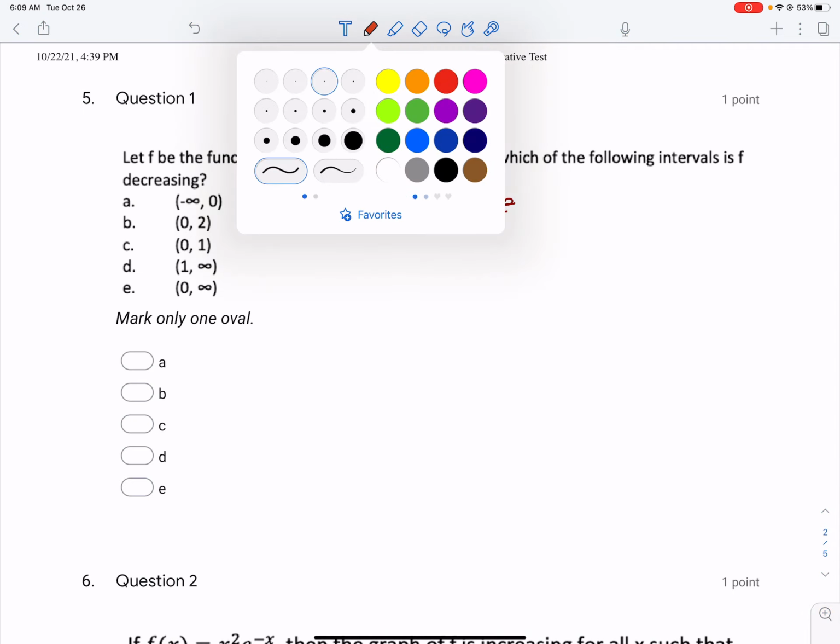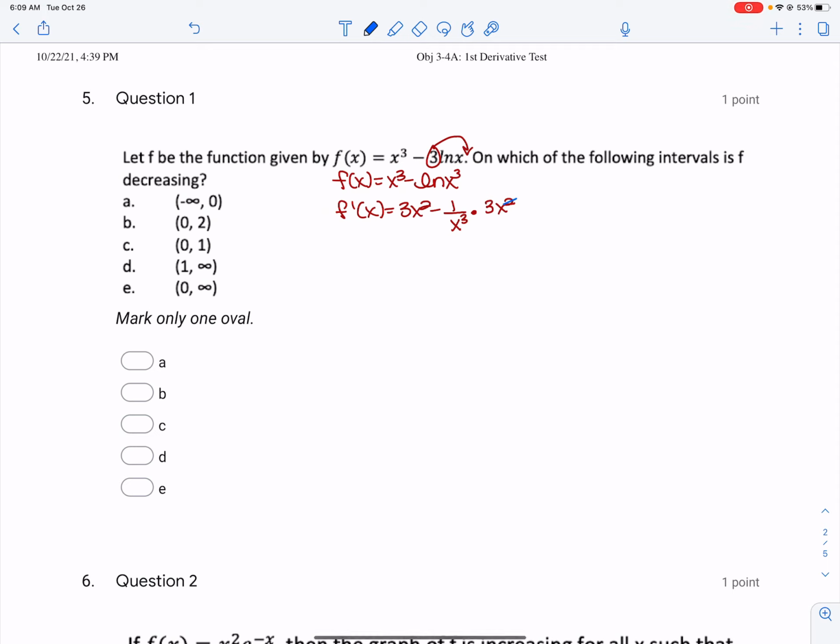So now what I have is my x's cancel out there. So I have f prime of x is equal to 3x squared minus 3 over x. Don't get all weird. I want you to find a common denominator. So this is 3x cubed minus 3, all divided by x.